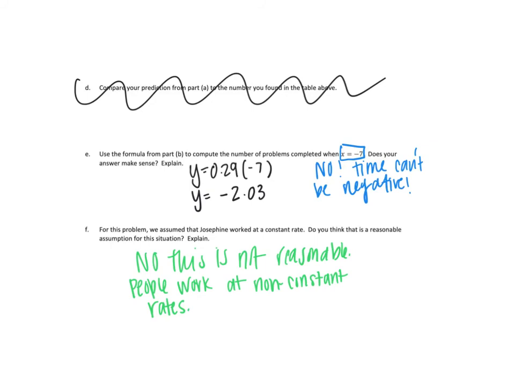Very rarely does someone complete the same amount of work for every single minute, right? A machine does. Machines work at constant rates and you can definitely predict how much they're going to get done in a certain amount of time, but people don't. There's so many variables. You might get lost in your thoughts. You might drop your pencil on the ground and then it takes longer to do your work. There's so much stuff going on. It's not reasonable to assume that anyone works at a constant rate. People work at non-constant rates, okay?